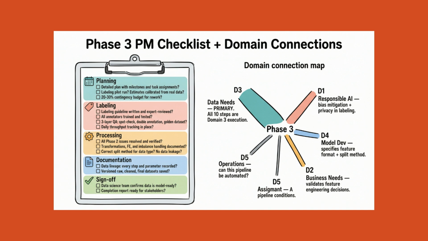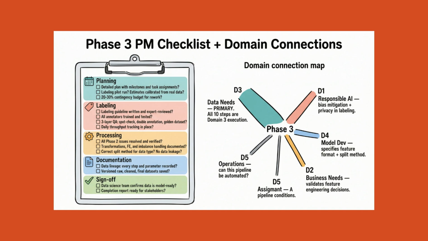Here is your Phase 3 PM checklist, organized by area. For planning, has the full Phase 3 plan been documented with milestones and task assignments? Has a labeling pilot been run and used to calibrate time and cost estimates? Is there a contingency budget of at least 20% for rework?